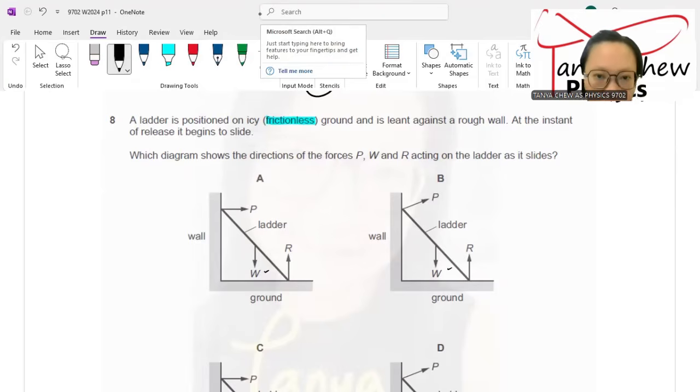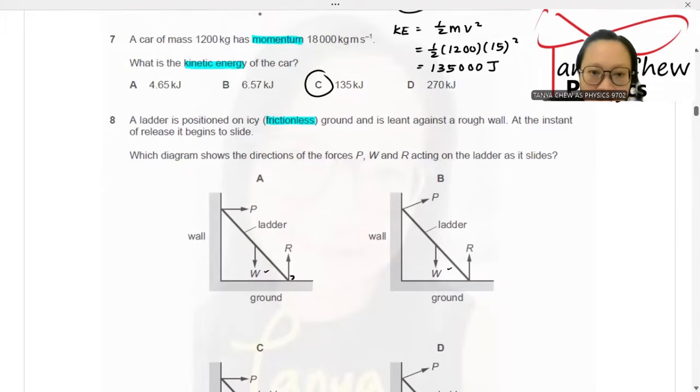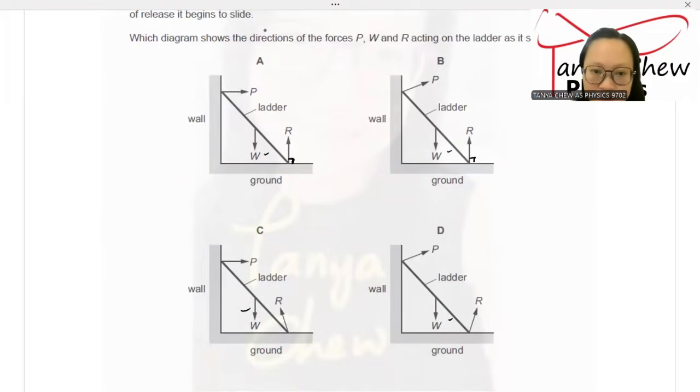So I look at A. Okay, this is 90 degrees. Seems correct to me. B, this is 90 degrees. Seems correct to me. C, I'm so sorry, it's not 90. D, I'm so sorry, it's not 90 degrees as well.